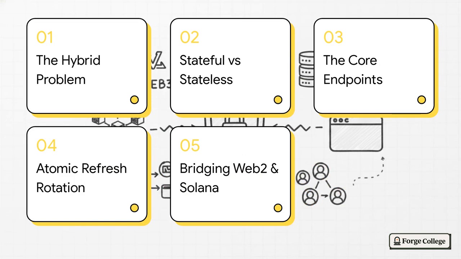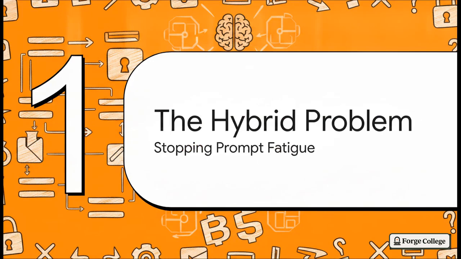Here's our agenda for the blueprint today. We're covering 1. The hybrid session problem, 2. Stateful versus stateless architectures, 3. The core endpoints, 4. Atomic refresh rotation, and finally 5. Bridging Web 2 and Solana. Let's jump right into section 1, the hybrid session problem.